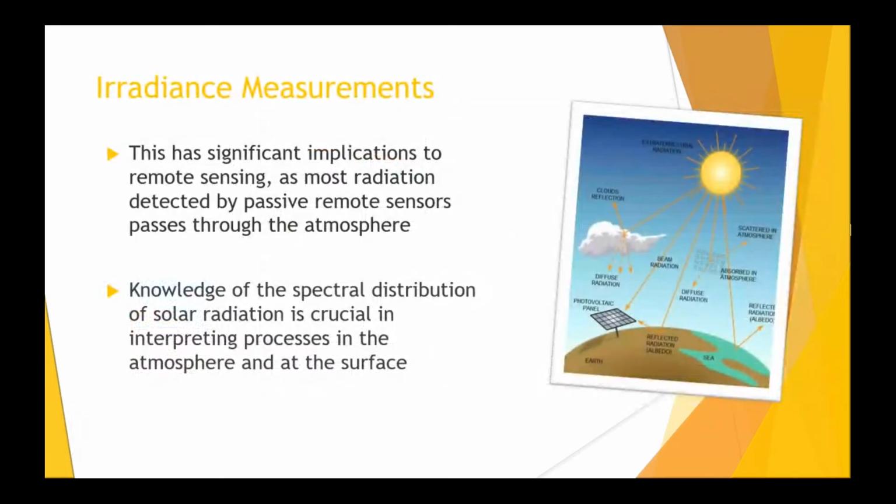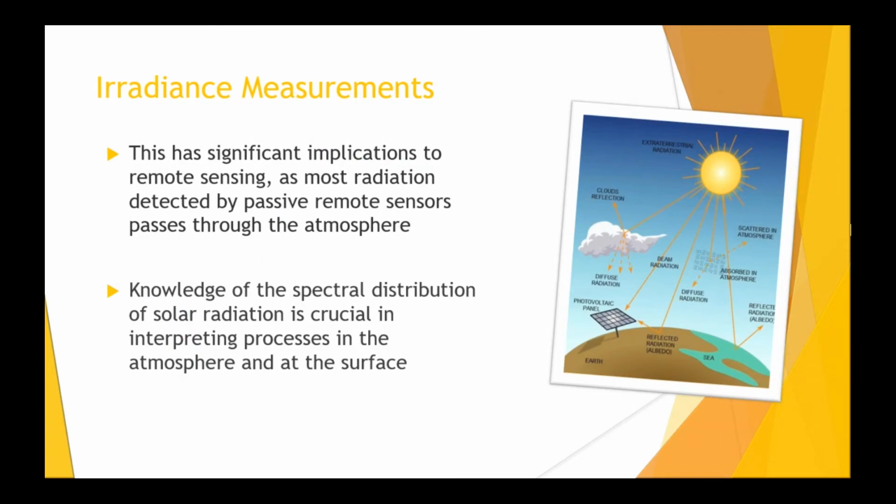And then finally, one of the other examples that we went through is a solar irradiance example. And this has significant implications to remote sensing, as most radiation detected by passive remote sensors passes through the atmosphere. And I think many might be familiar with this diagram on the right on understanding how the incoming energy interacts with our atmosphere and what ends up happening when it reaches down to the surface.